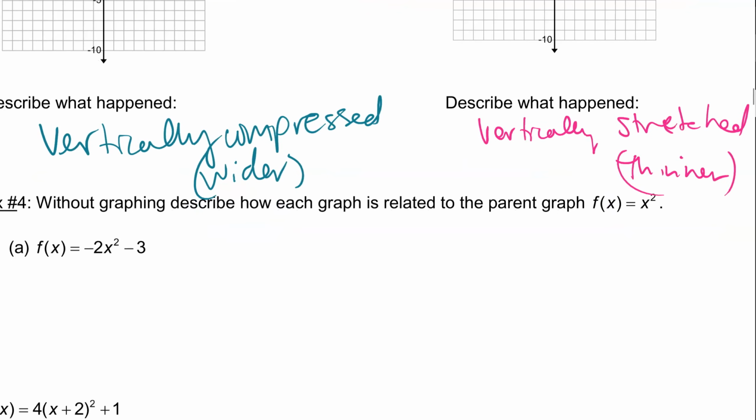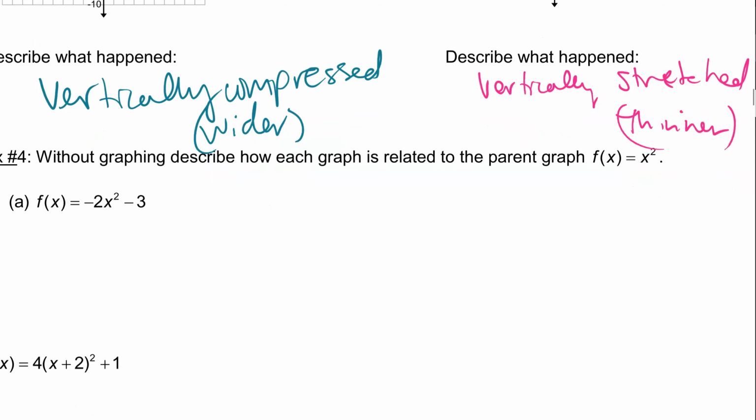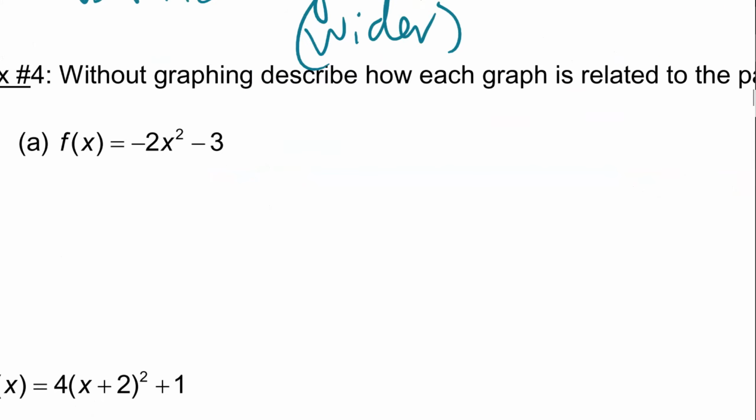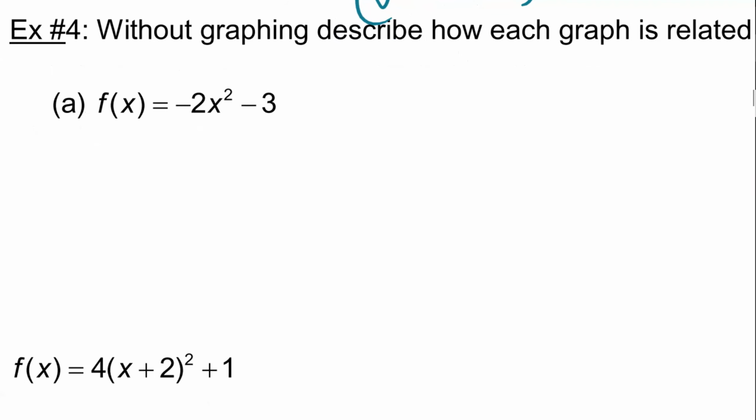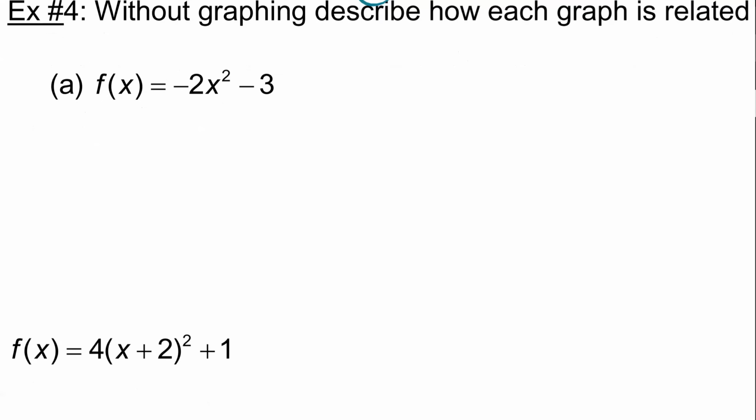So without graphing, describe how each graph is related to the parent graph f of x equals x squared. So literally, how is this graph in A different than just the plain x squared? There's a couple things going on. First, I see I have this negative in front. What does the negative in front do? It flips it, and it's called a reflection. Negative in front, it reflects across the x-axis, aka it just faces down.